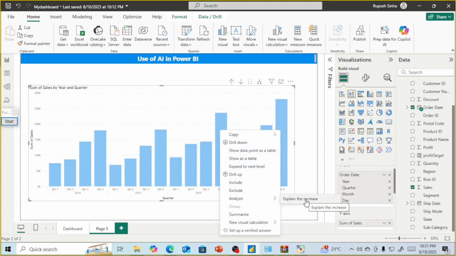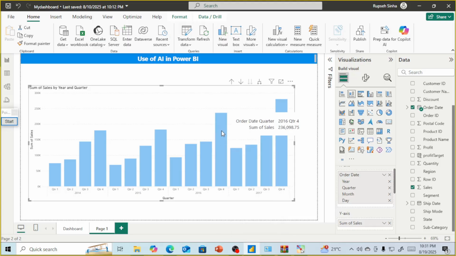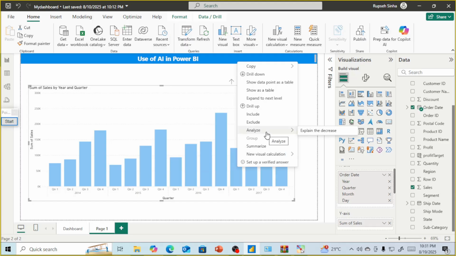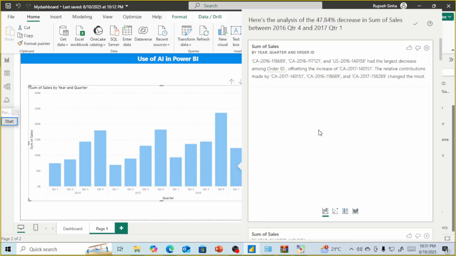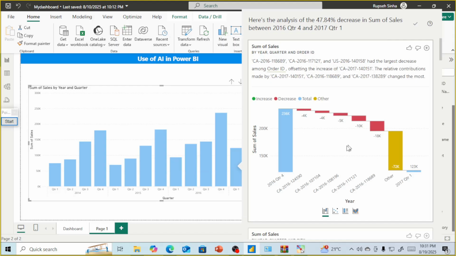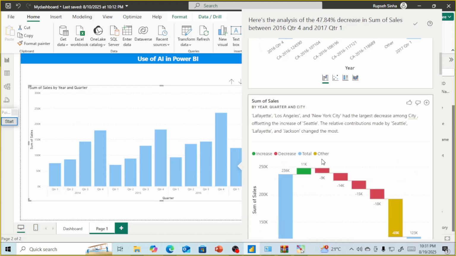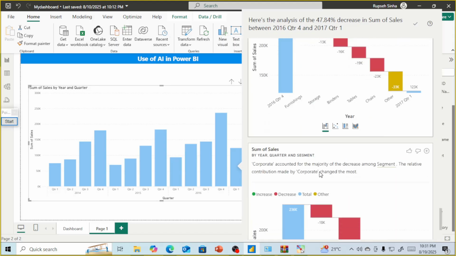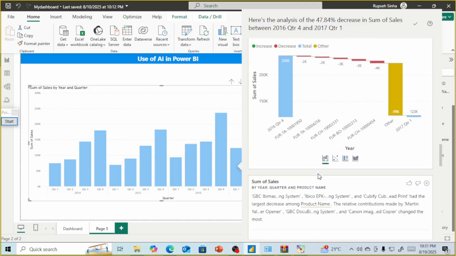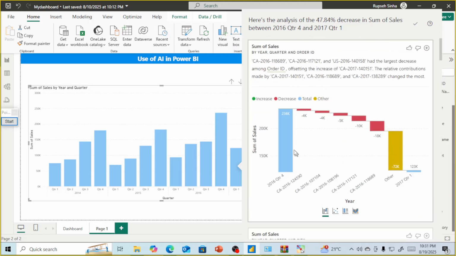If you do, it will tell explain the increase, because this particular quarter 4 is higher than the previous one. But right now I am interested in quarter 1, which is lesser than the previous sales which was in quarter 4. So right click on this bar and it is telling explain the decrease. Click on explain the decrease, and it will take a little time, and it is going to generate many different visuals. All those different fields which are contributing to this decrease, that is going to come automatically.